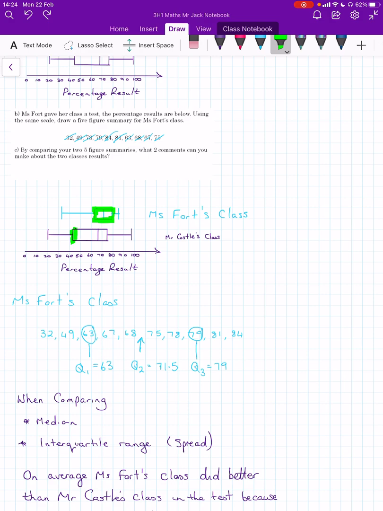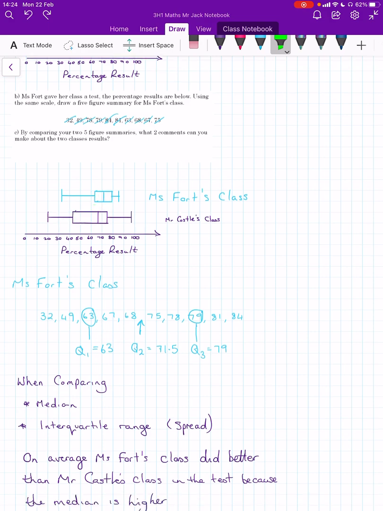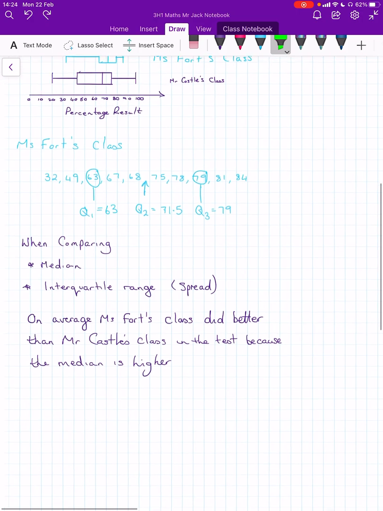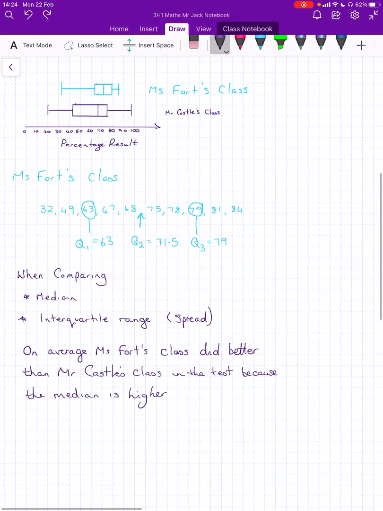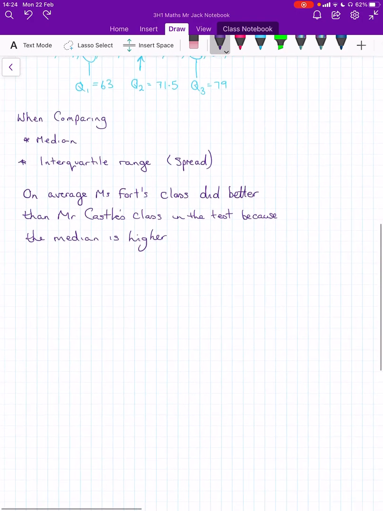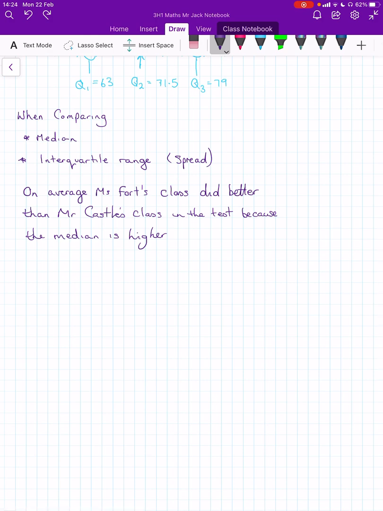Okay, so you can see by looking at the size of the box how spread out the data is. So Miss Fort's class was more consistent, which means Mr. Castle's class was less consistent. Okay, the bigger the spread of data, the less consistent it is. The more concentrated, the less spread out the data, the more consistent it is. And that's a concept you need to get really straight in your head. Yeah, less spread out, more consistent; more spread out, less consistent.